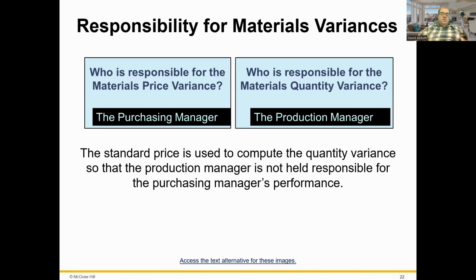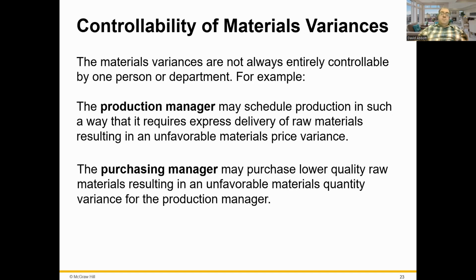Okay, direct materials variances, points of clarification. The purchasing manager and production manager are usually held responsible for the material price variance and the materials quantity variance, respectively. The standard price is used to compute the quantity variance so that the production manager is not held responsible for the performance of the purchasing manager.